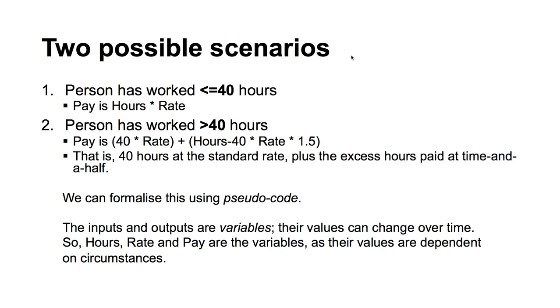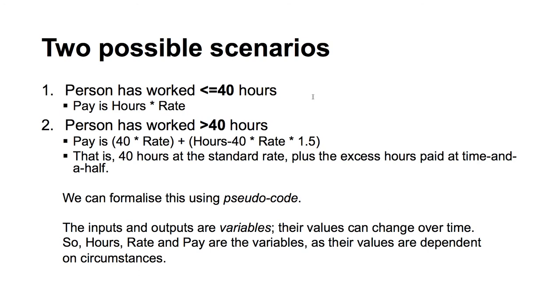So we have two scenarios, two categories, one in which the person has worked 40 or fewer hours and the other where they've worked more than 40 hours. So the first situation is quite straightforward. The pay is simply the hours times the rate.